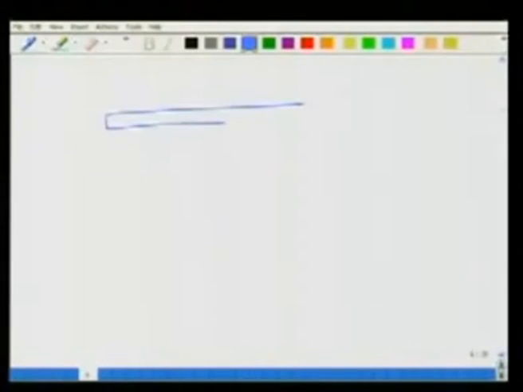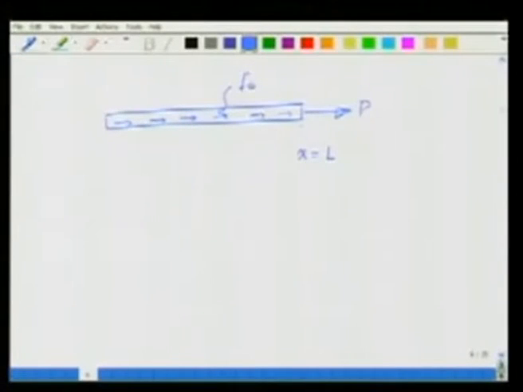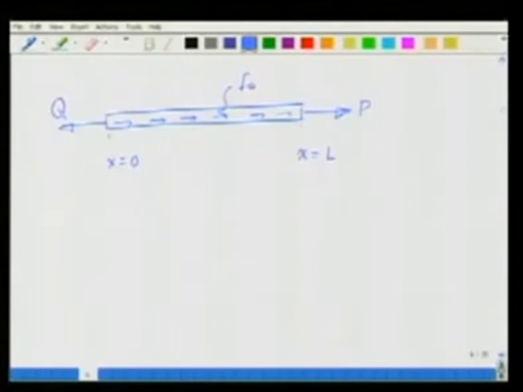Now another reason why we should assemble the first equation also is seen from the next example. Let us take a simple problem which is like this. So this is again a simple modification of our earlier problem. This is a bar with distributed load F naught and end load of size P at the point x equal to L, and at the point x equal to 0 I apply a load Q, and this is a static problem.